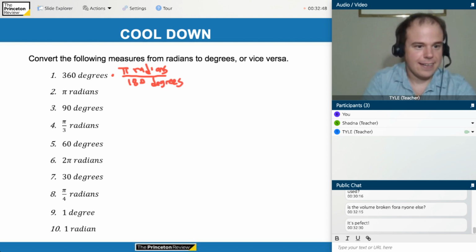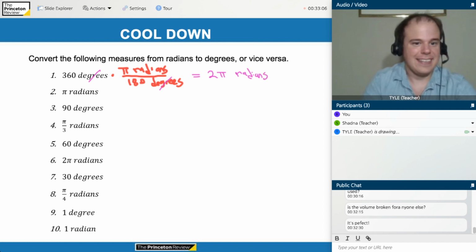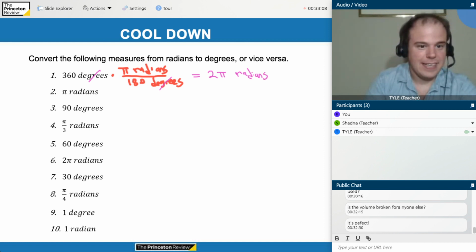And like we've seen previously, the degrees here cancel. And so we get 360 divided by 180, which gives us 2. So this is 2 pi radians. All right. And let's do this next one. This time, we're already in radians. So I want to multiply by 180 degrees divided by pi radians.